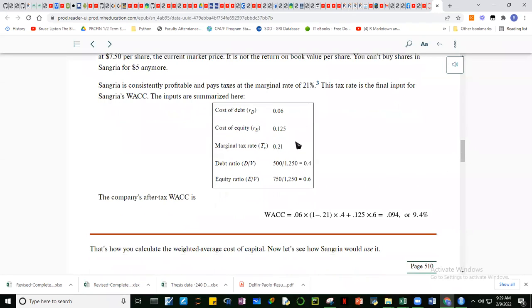Okay, so if you take a look at this one, cost of debt, okay, this is an example computation. Cost of debt is 6%. Cost of equity is 12.5%. And notice, guys, that cost of equity is more expensive than cost of debt. Why is that so? It's riskier to put your money in equity compared to debt.